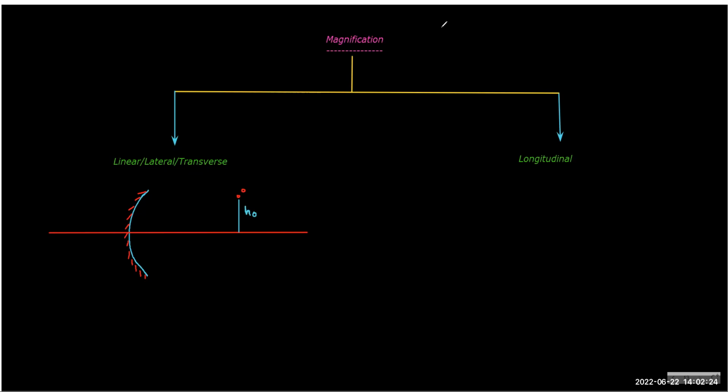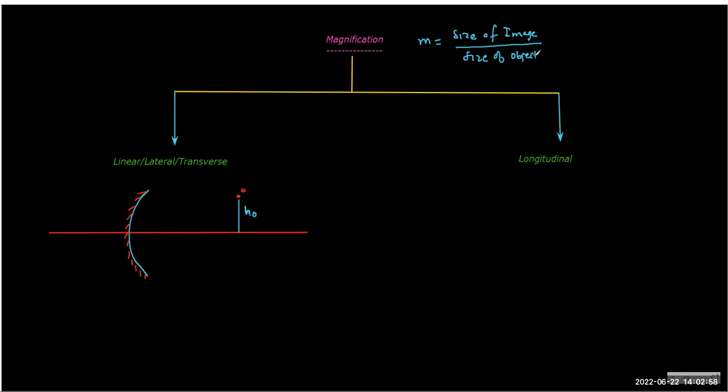So magnification is simply defined as the ratio of size of image upon size of object. That's it. But the size here refers to what? It could be anything. It could be transverse distance as size. It could be the longitudinal distance as size. So you can think size as the end points of the given object.